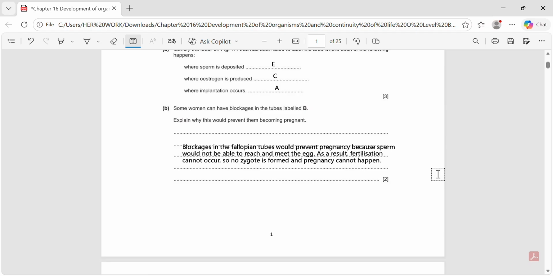So, if the fallopian tubes are blocked, the sperm cannot travel through them to reach the egg. Since fertilization normally takes place in these tubes, the sperm and egg never meet. Because of this, fertilization does not occur, no zygote is formed, and without a zygote, pregnancy cannot take place.